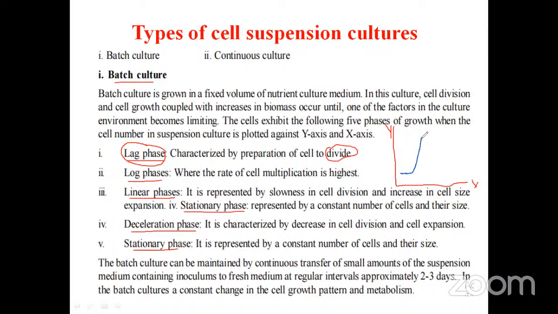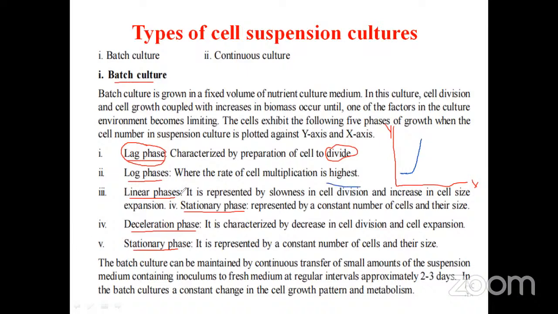Because in the first phase, already all are prepared for growth and division. The growth and division take place in the next stage. But in the first phase, instead of division, instead of growth, only the metabolic activities are developed. As the metabolic activities developed, the next stage rises in the highest manner. So the rate of cell multiplication is highest in the log phase.